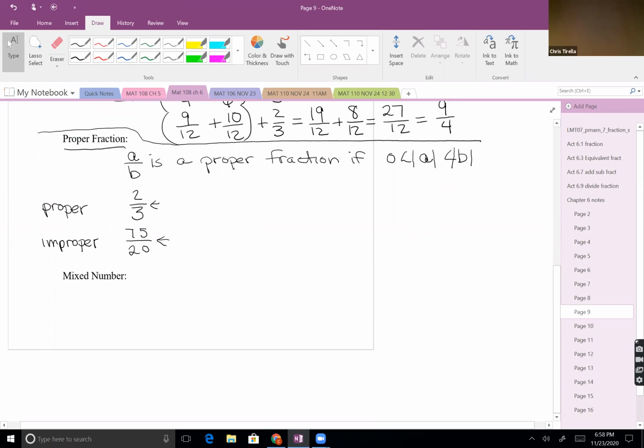And can you remember trying to convert an improper fraction into a mixed number, being a number of the form A plus B over C, which sometimes you see just written as A B over C. And we could change that into an improper fraction by taking A times C and adding B to it, putting it over C.